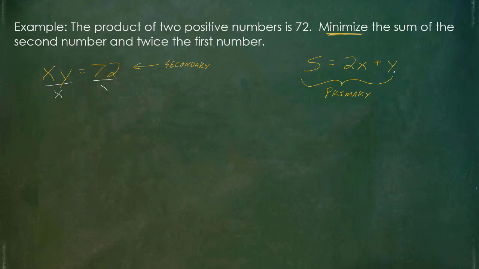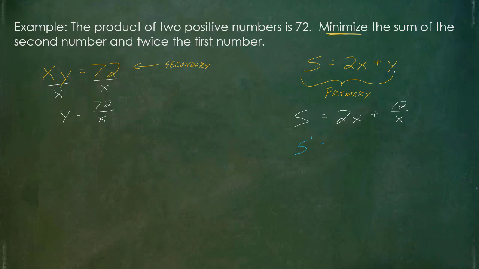So if I just divide both sides by x, that will give me my expression for y, which is 72 divided by x. And then I'll go ahead and now plug that into my primary expression. So my s is equal to 2x plus, and then what y was just solved for, which is 72 over x, which I could really call 72 times x to the negative 1, which is going to be helpful for the next step, which is find the derivative.